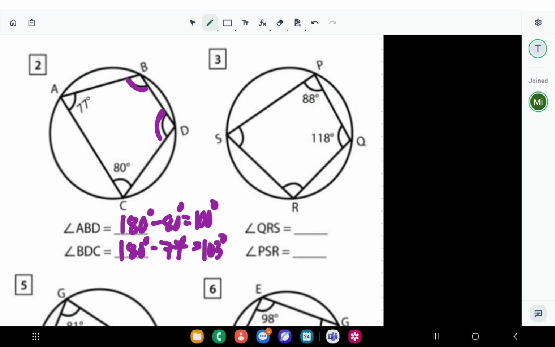And then for number 3, okay, you want to try angle QRS? So what is the measure of angle QRS? It's 180 minus 88, right? Because angle QRS is opposite to angle P. So that means these angles add up to 180 degrees. Therefore, angle QRS is just 180 minus 88. So what is 180 minus 88?